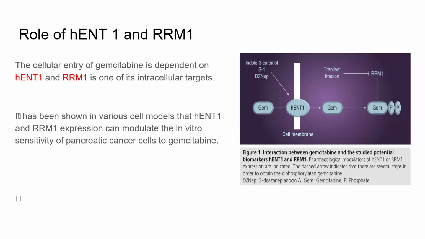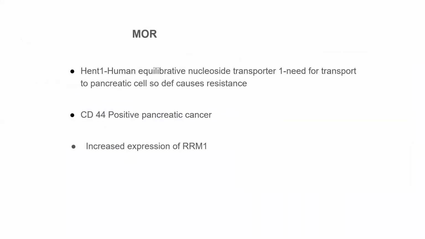And there is also RRM1, the ribonucleotide reductase enzyme, which is the target for gemcitabine. Whenever the activity of this enzyme is upregulated, it can also lead to resistance to gemcitabine. Another resistance mechanism is that CD44 positive cell lines have also been shown to be resistant to gemcitabine.